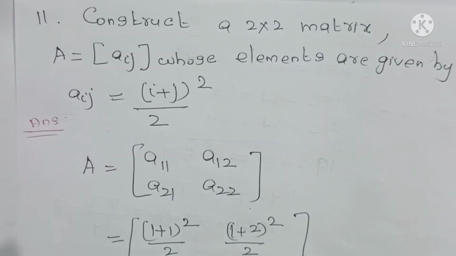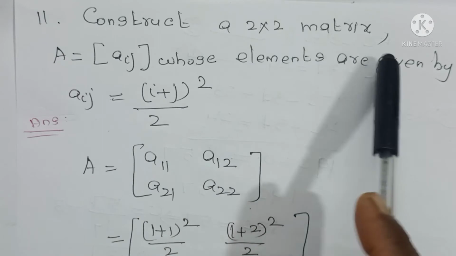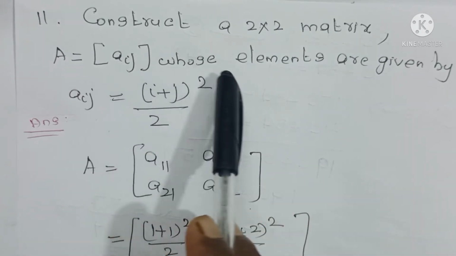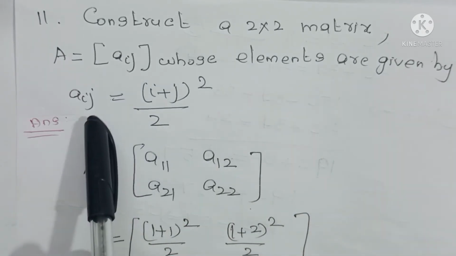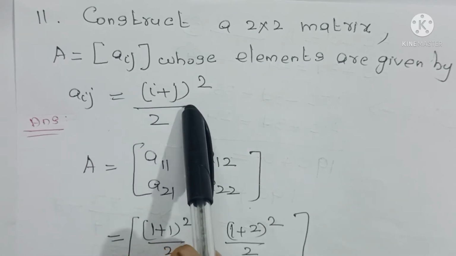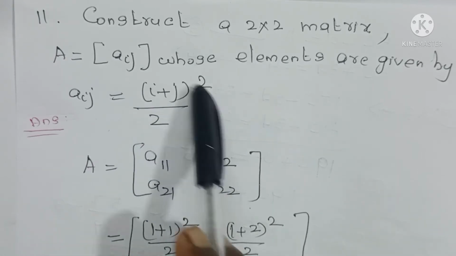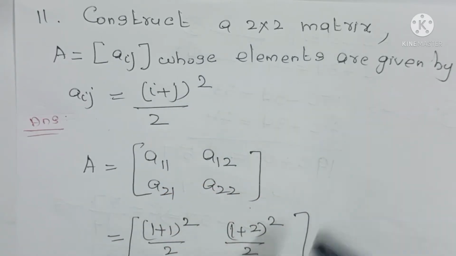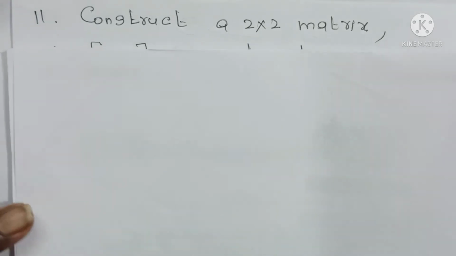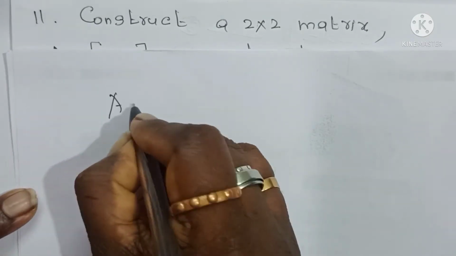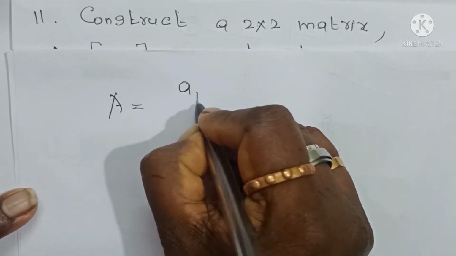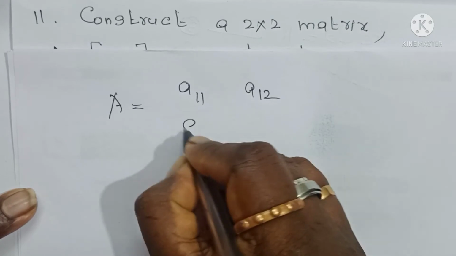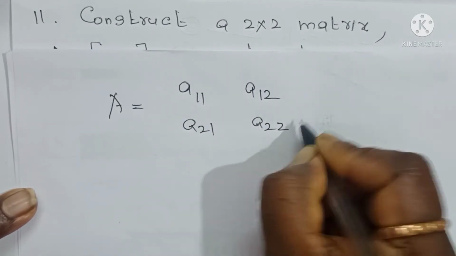Let's move on to 11th question. Construct a 2 by 2 matrix A is equal to Aij whose elements are given by Aij is equal to I plus j the whole square divided by 2. They have given Aij. Then we have to construct the 2 by 2 matrix. So A is a 2 by 2 matrix, we have to write A11, A12, A21, A22.